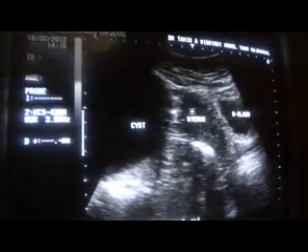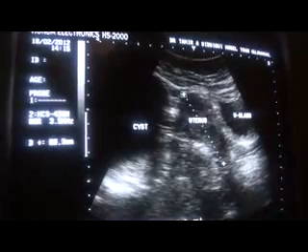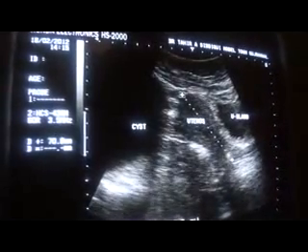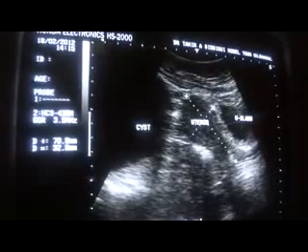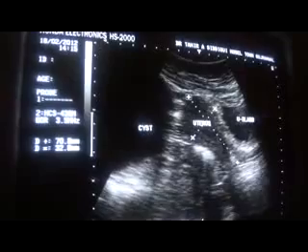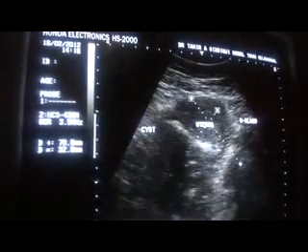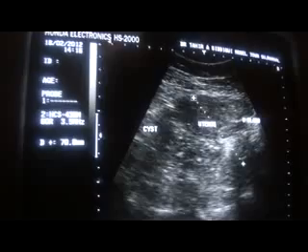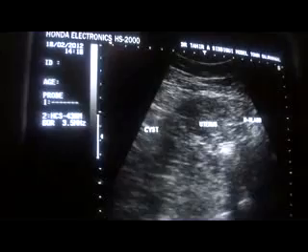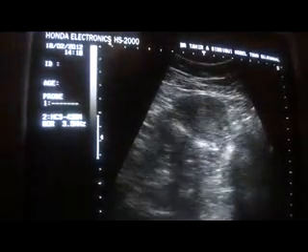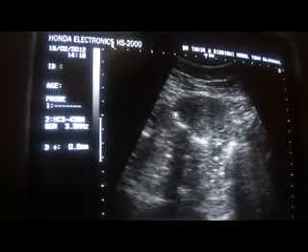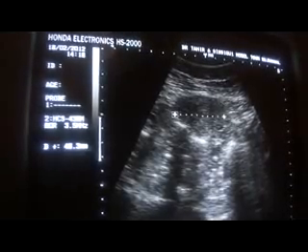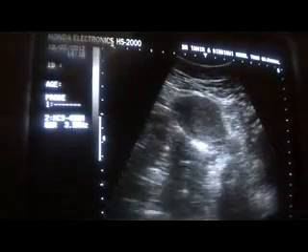Now this is the uterus in longitudinal section. It measures 7.0 centimeters in length, 3.2 centimeters in anterior-posterior diameter, and this is the transverse section of the uterus. It measures 4.6 centimeters. It is normal, very normal.